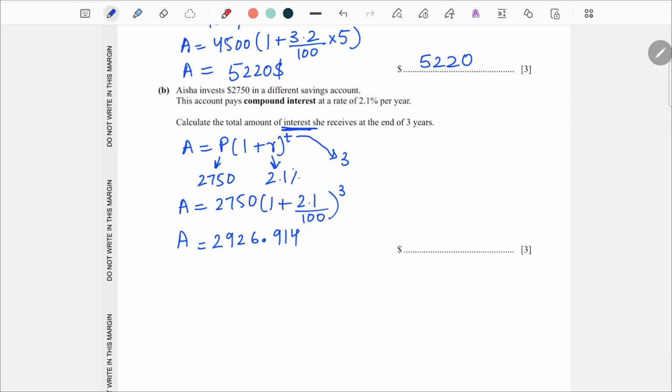In order to find the interest, the formula for interest is equal to total amount minus original amount that was invested. So 2,926.914 minus the original amount, which is 2,750. So the interest is 176.9.